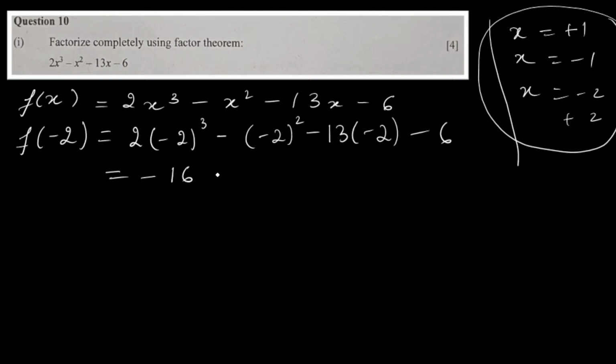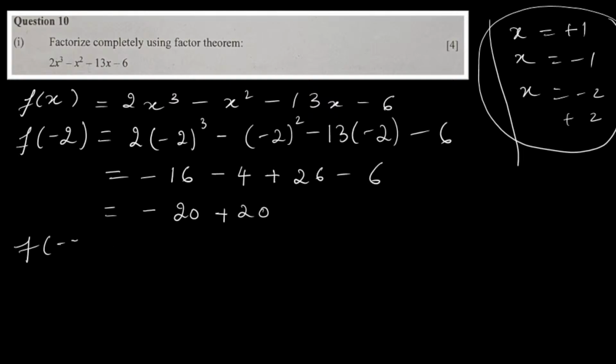Now the square of a negative is always positive. So here -2's square is 4. The minus sign is already there, so -4. Minus into minus is plus, 13 into 2 is 26, minus 6. So this is -20, and plus 26 minus 6 is 20. So -20 plus 20 is equal to 0.